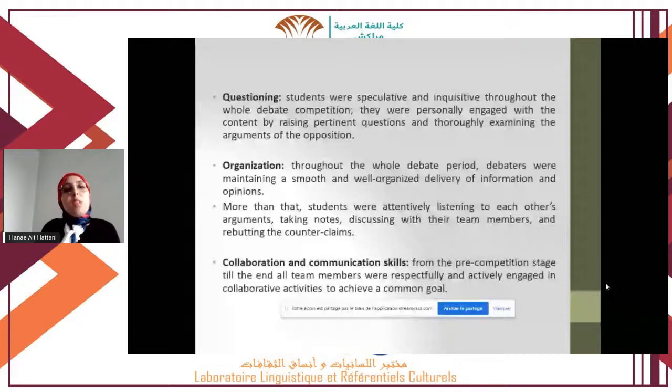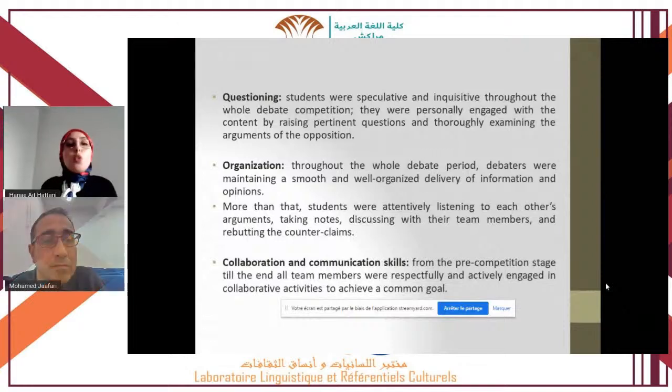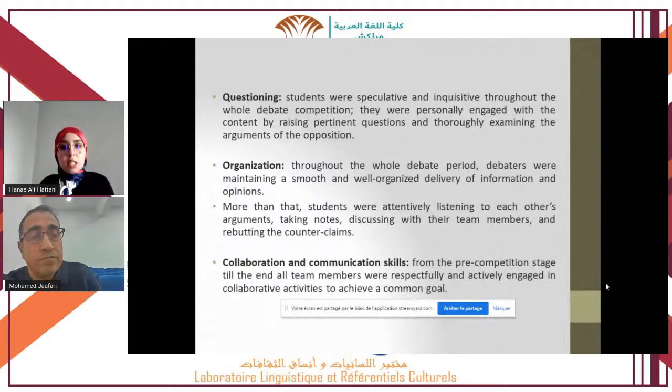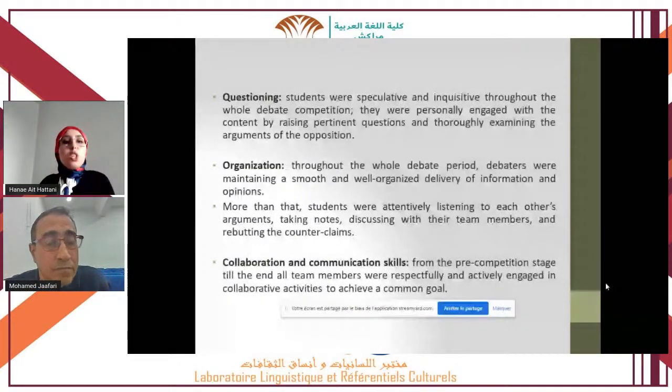So then we have organization. Throughout the whole debate again, debaters were maintaining a smooth and well-organized delivery of information and opinion. So they were literally abiding by the rules or the structure of the debate, and that was thanks to the workshop they participated in earlier. More than that, students were attentively listening to each other's arguments, taking notes, discussing with their team members, and rebutting the counterclaims.